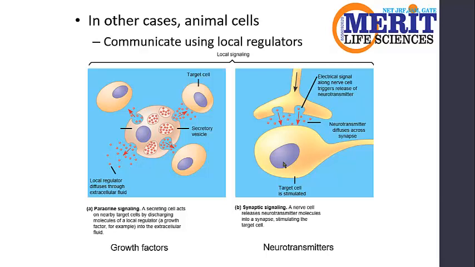Okay, so in other cases, if we'll see, for example, in the case of animal cells, there is paracrine signaling, synaptic signaling. If we'll see paracrine signaling, they secrete cells in nearby target cells by discharging molecules, and a growth factor sometimes is released in the extracellular fluid. You can see here is the growth factor, local regulatory growth factor, which diffuses through extracellular fluid, and then there are target cells and they are acting. This is called the paracrine signaling. And what about the synaptic signaling? When a nerve cell releases neurotransmitter, this is a kind of synaptic signaling. Neurotransmitter most often do like this.